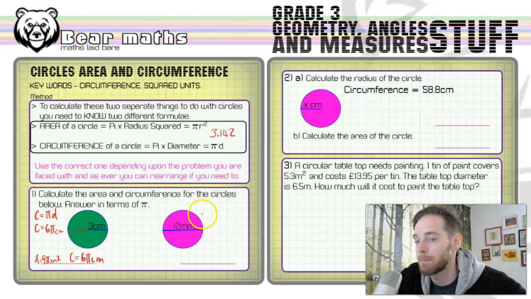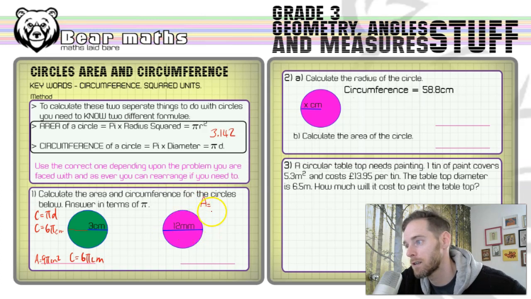Okay, let's look at the pink one because we're given something slightly different. We're given the diameter in this instance. So to get the radius for the area calculation that we need to do, pi times the radius squared, we just have to halve that diameter. So area equals pi multiplied by 6 squared. 6 squared is 36. Area equals 36 pi millimeters squared.